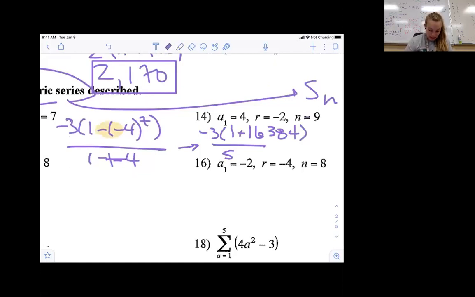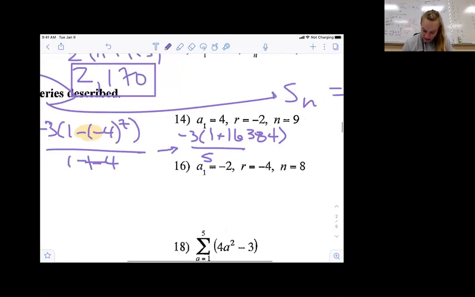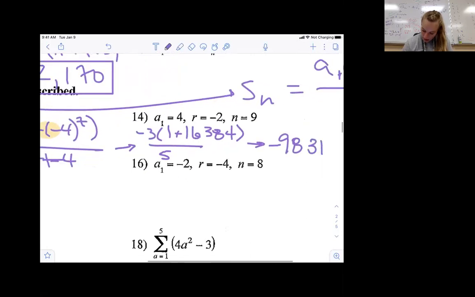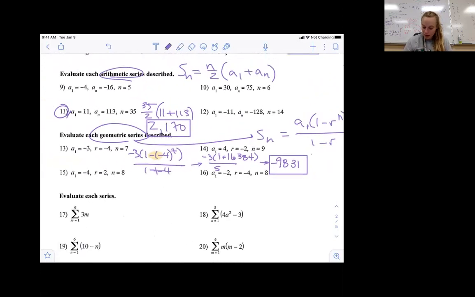So I do 1 plus that. I multiply that by negative 3. I divide that by 5. And I get negative 9,831. Yes, and that's the right answer. I know my work's labeled for number 14, but it's number 13's problem. Again, all we just did was plug and chug.